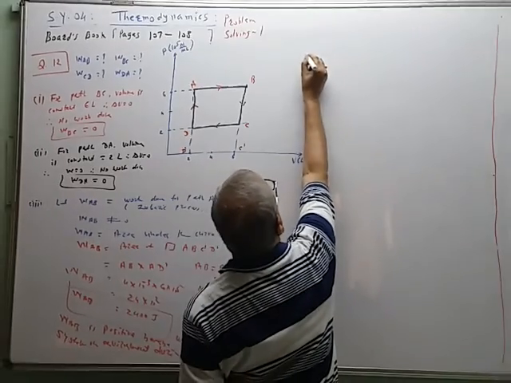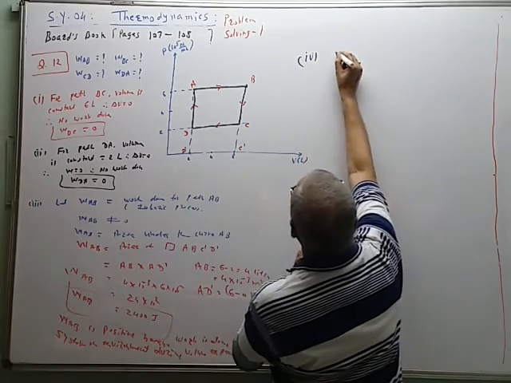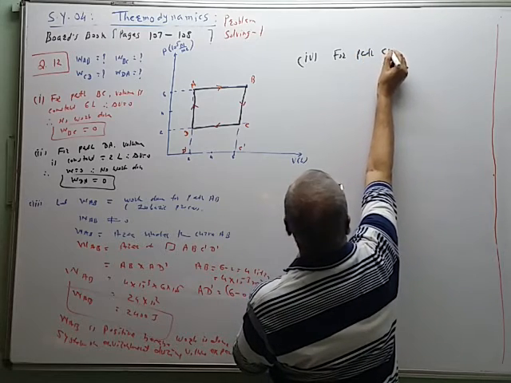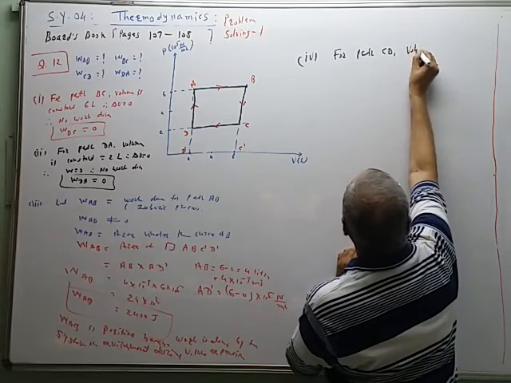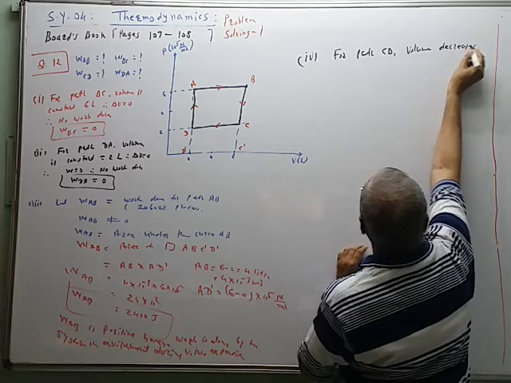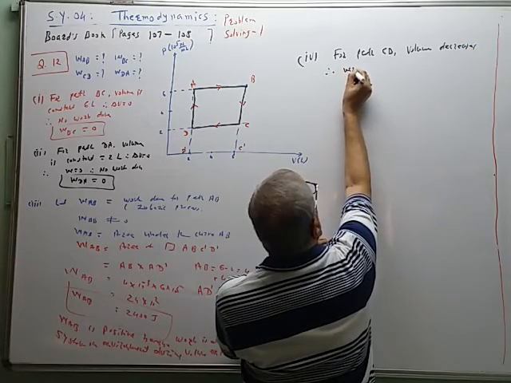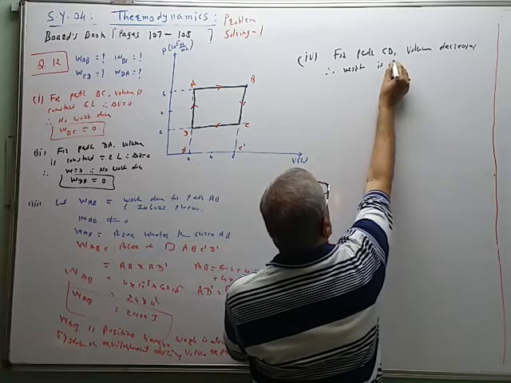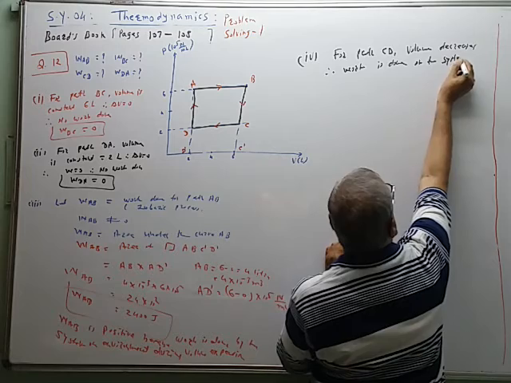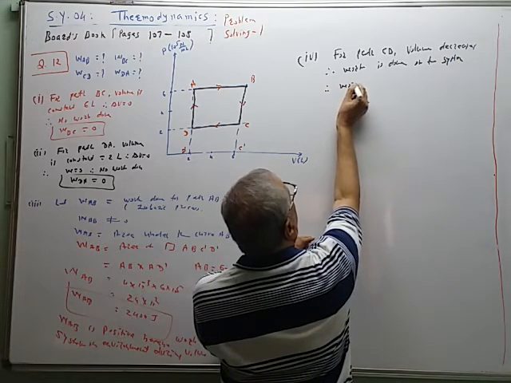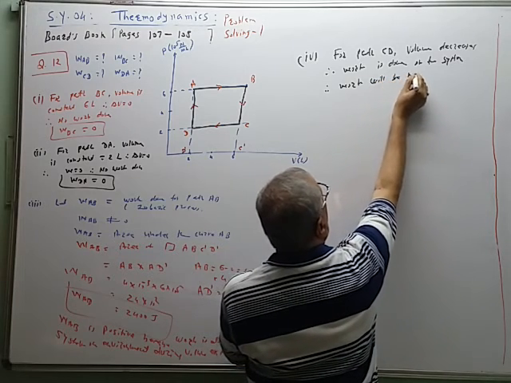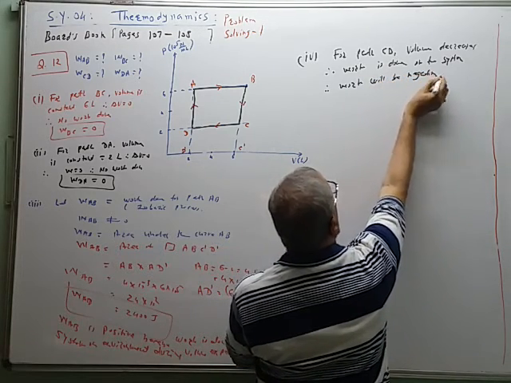Last case, for CD volume decreases, therefore work is done on the system, therefore work will be negative.